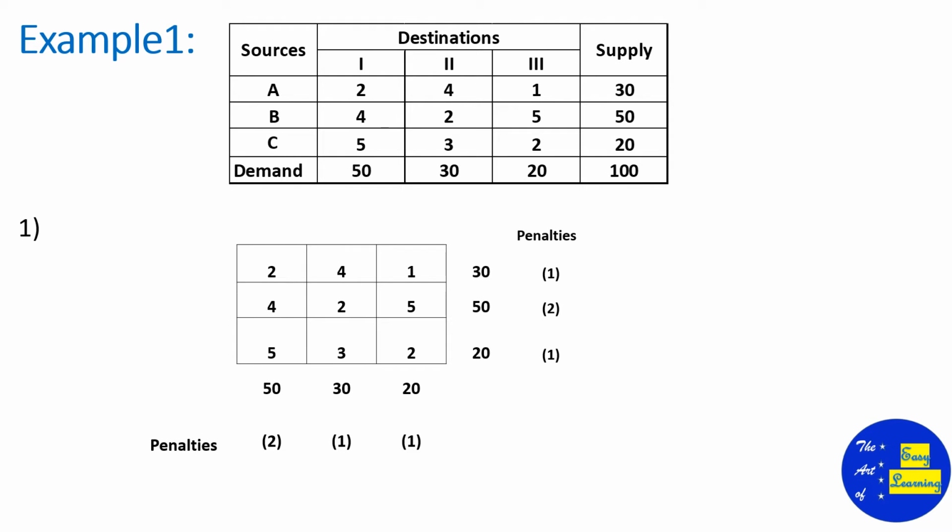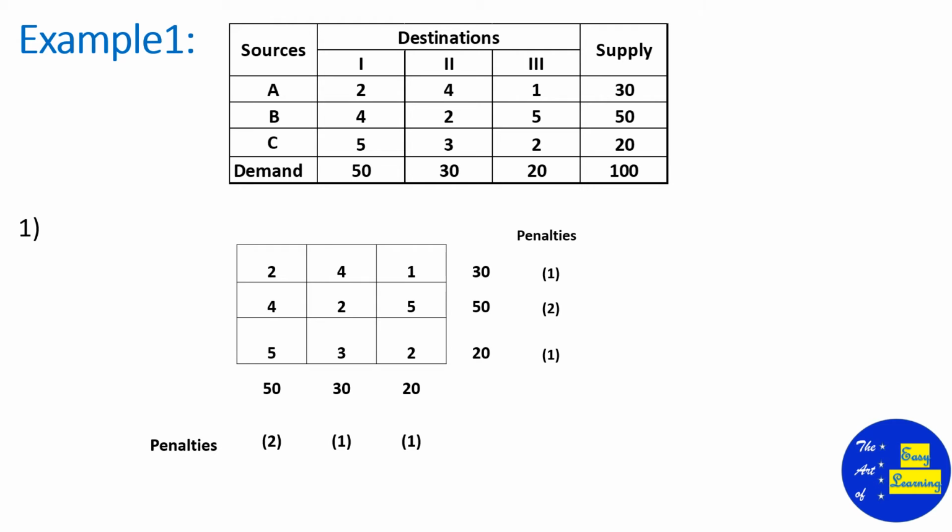See here in the first row, what is the least value? 1. And the next least value? 2. So what is the difference between 2 and 1? That is 1. Similarly, in the second row, the least value is 2 and the next least value is 4. The difference is 2. And in the third row, the least value is 2 and the next least value is 3. The difference is 1.